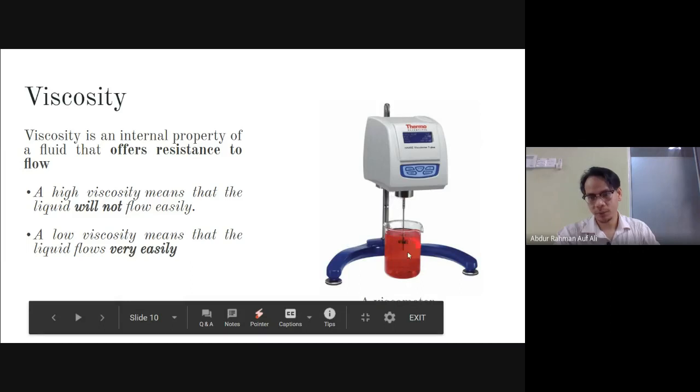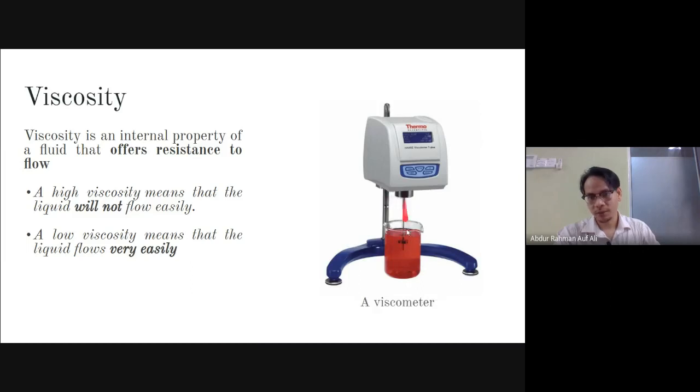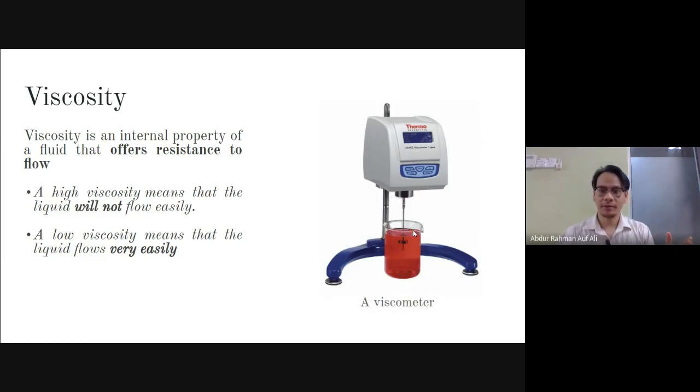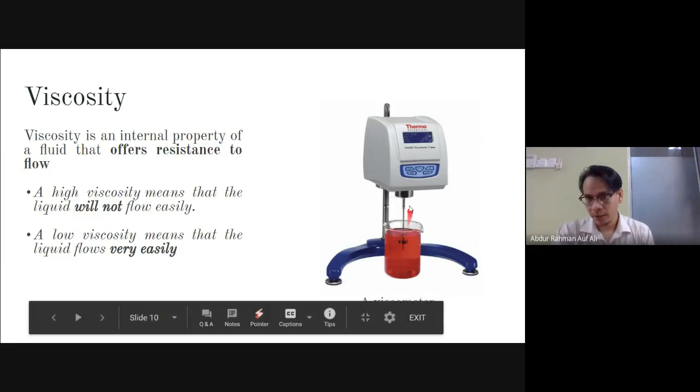Okay, it will spin, it will rotate. This spindle, we call it this spindle, will rotate and revolve for a certain amount of time. Let's open the pharmacopoeia. It says if you want to test salbutamol syrup, you have to test it with a viscometer for 30 minutes.